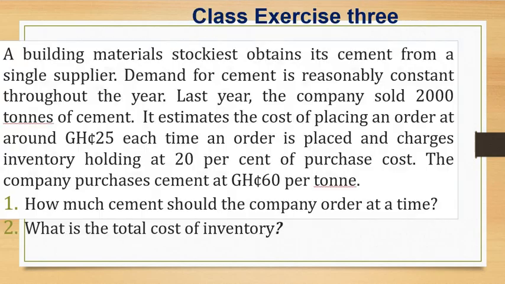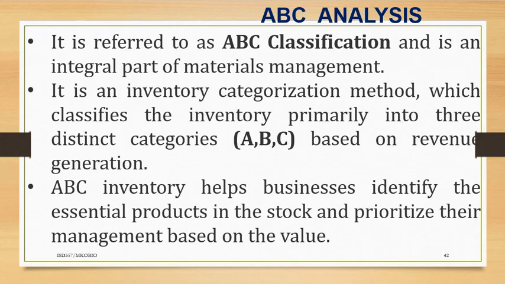So here, let's move on to the ABC analysis. When we talk of the ABC analysis, that is "Always Better Control": how you are controlling your stocks. It is an inventory categorization method which classifies inventory into three distinct categories, A, B, C, based on revenue generation. So we are categorizing the inventory that we have based on the revenue that we are going to get out of that inventory. You get it?